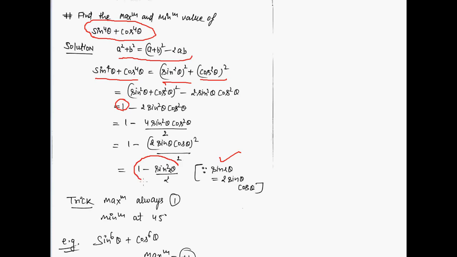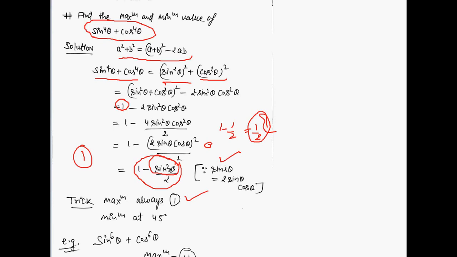After coming here, see what is the variable part? Sin square 2 theta. Minus is present. This function is maximum when this is minimum. Sin square minimum value is 0. The function maximum value is 1. The function is minimum when sin square is maximum. Sin square maximum value is 1. The minimum is 1 minus 1 by 2, which is 1 by 2. Okay, this is how we can solve it.